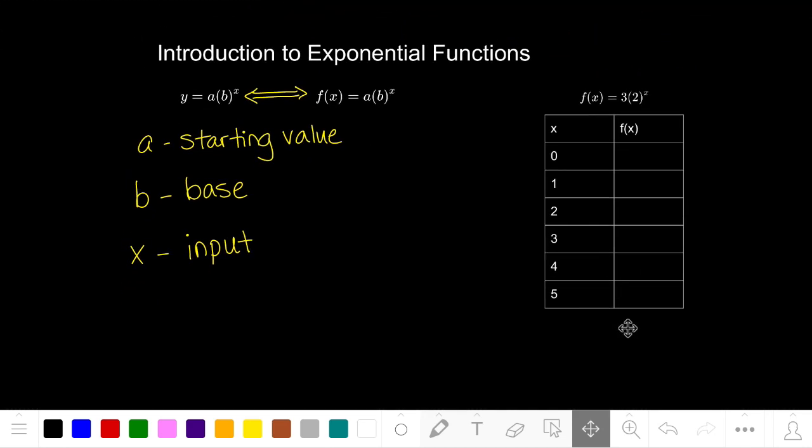So what is an exponential function? An exponential function looks like either of these two forms. Of course, one is in y form, one is in function notation. y equals a times b to the power of x. You'll notice that the input this time is in the exponent. That's why these are called exponential functions. Our input is actually in the exponent itself.